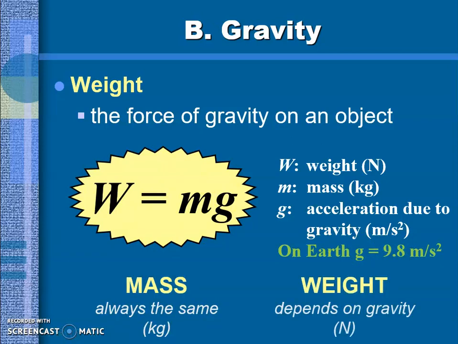Okay? And this is the difference between something's mass and something's weight. Mass in kilograms is always the same. It doesn't change, no matter where you are in the universe. Your mass is the same. But your weight changes because your weight depends on gravity. So your weight on Earth is different than your weight on the moon or your weight on Mars.